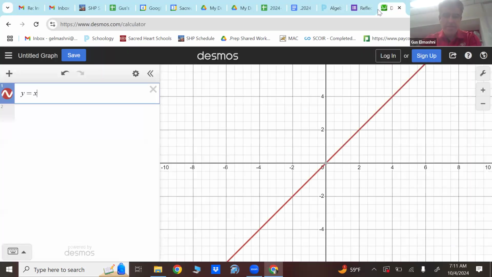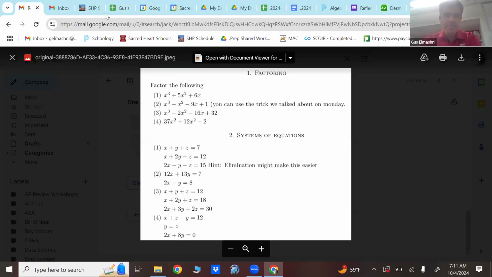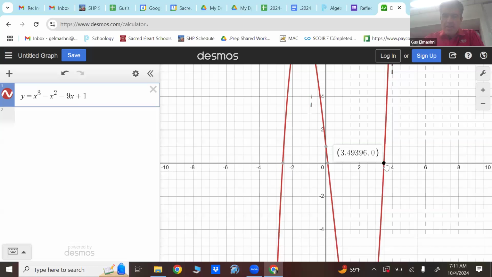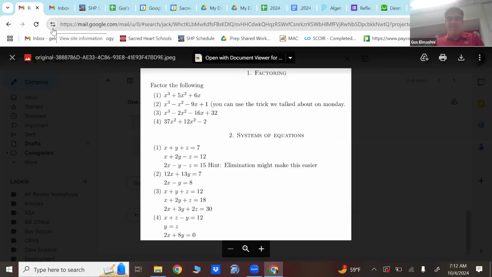x cubed minus x squared minus 9x plus 1. Yeah, see, it's such a wacky number. So it's not factorable. I don't know what the heck he's talking about. I don't know. I mean, maybe there's a radical that makes it work. I don't know. But I'm clueless. I have no idea what he's. Yeah, it's like he writes stuff on the board, and the only stuff that we're given to study is essentially this homework.